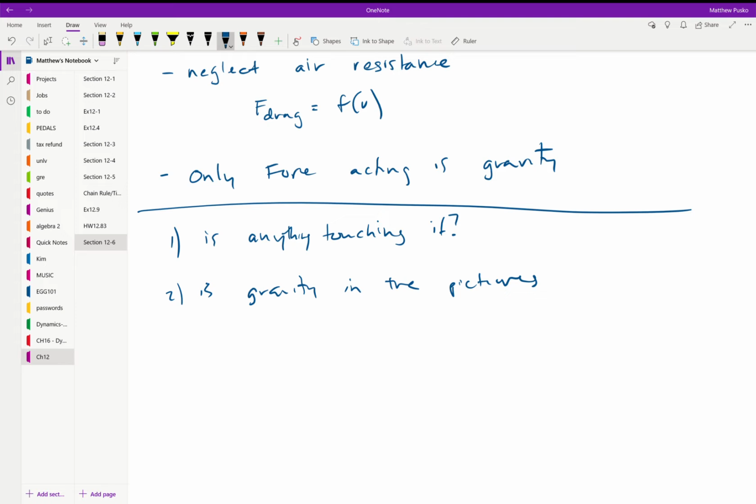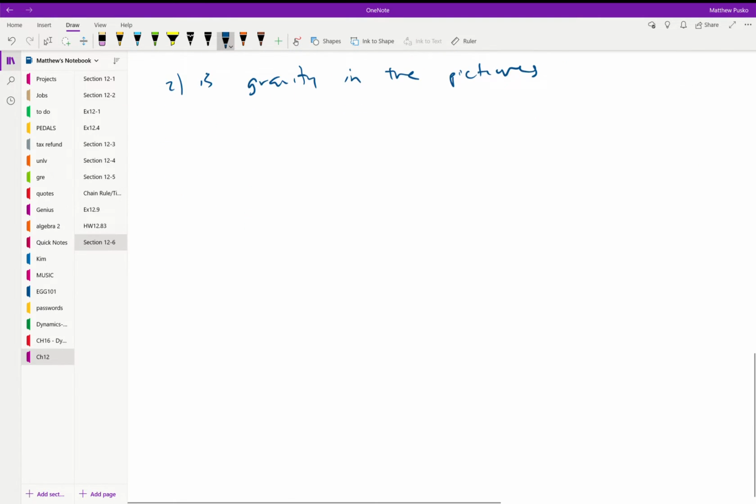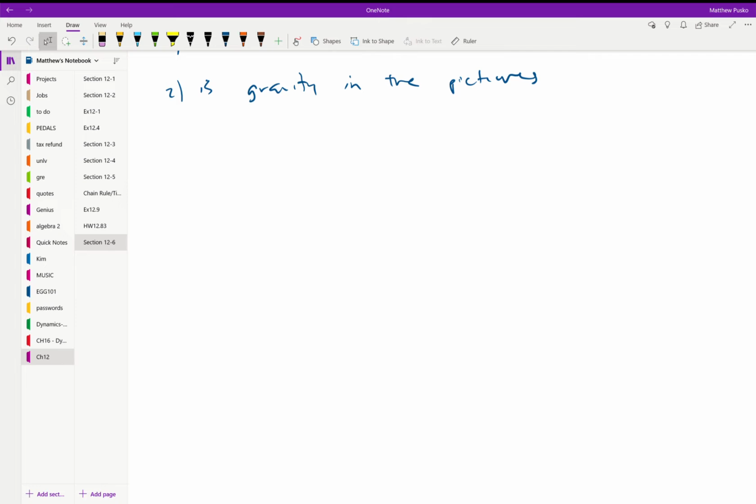Okay, let's move on to our constant acceleration equations. You've definitely seen these before. So constant accel.